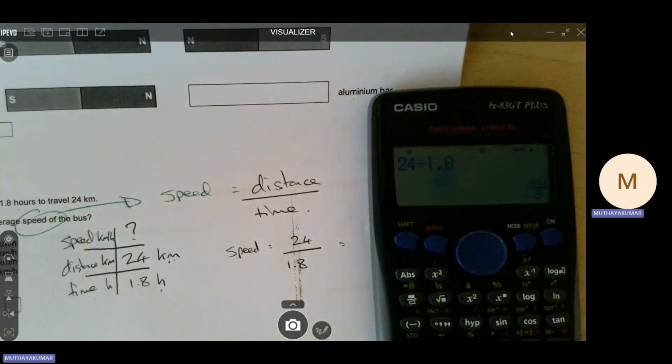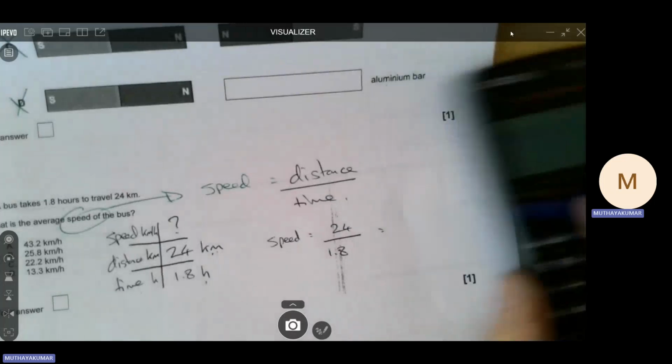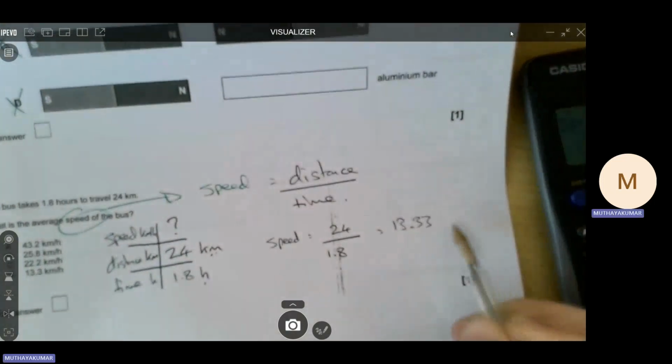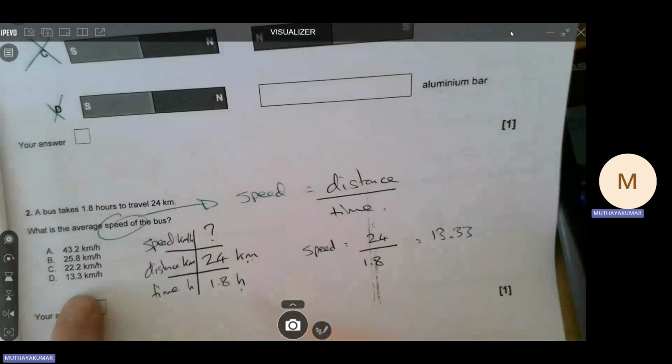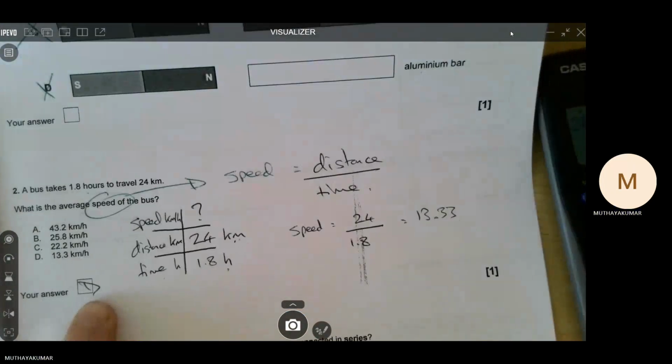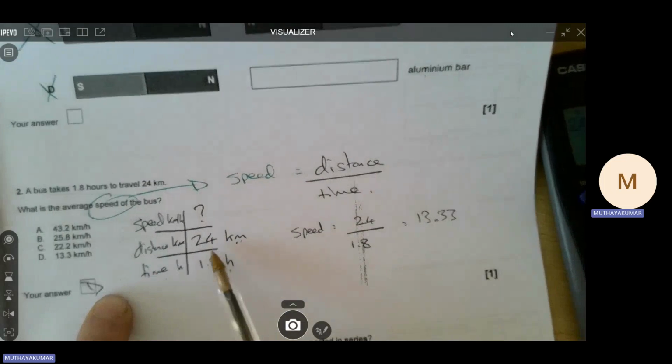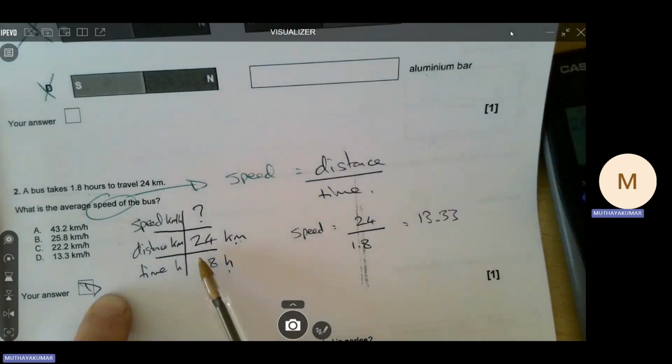So 24 divided by 1.8 gives us our answer of 13.33. So it is recurring, but I'm just going to round it like this, which obviously is my answer B. So like I said, no tricks, quite easy. You might be thinking, why did I do it in so much detail? Because sometimes there will be tricks in there. It might be a little bit more complicated.